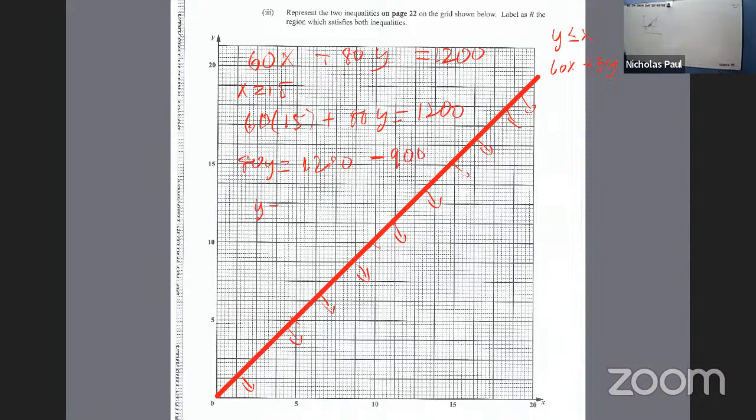So y is equal to 1200 minus 900, which is 300, divided by 80. Pick a real bad value. How much is that? 300 divided by 80. 3.75. All right. Well, we had to use it. I would have picked that point first. Let me say it's somewhere around there, right? 15, 3.75. Real bad point.